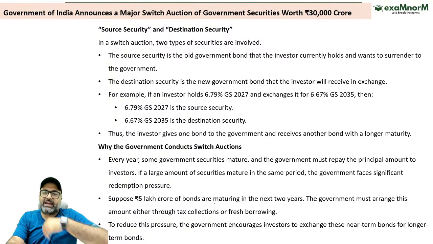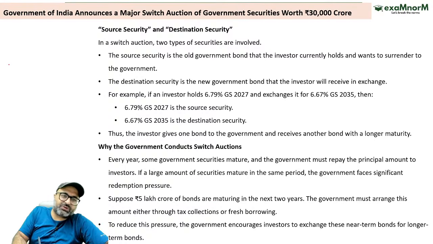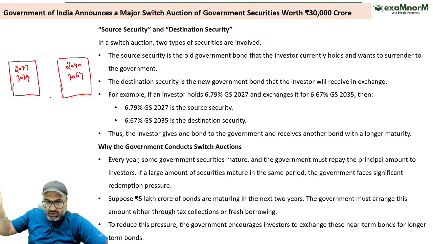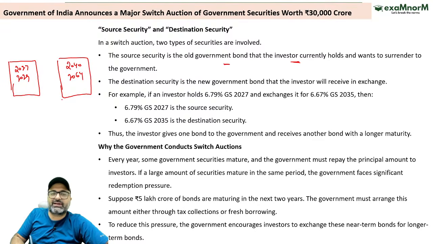Source security and destination security. So source security is the security which is going to mature in the near future. That could be maturing in 2027 or 2029, and the destination security is the security which you are going to purchase, which is going to mature in 2040, which is going to mature in 2064, and so on. So the source security is the old government security that the investor is currently holding. And this is the new security which the investor will receive against the exchange.